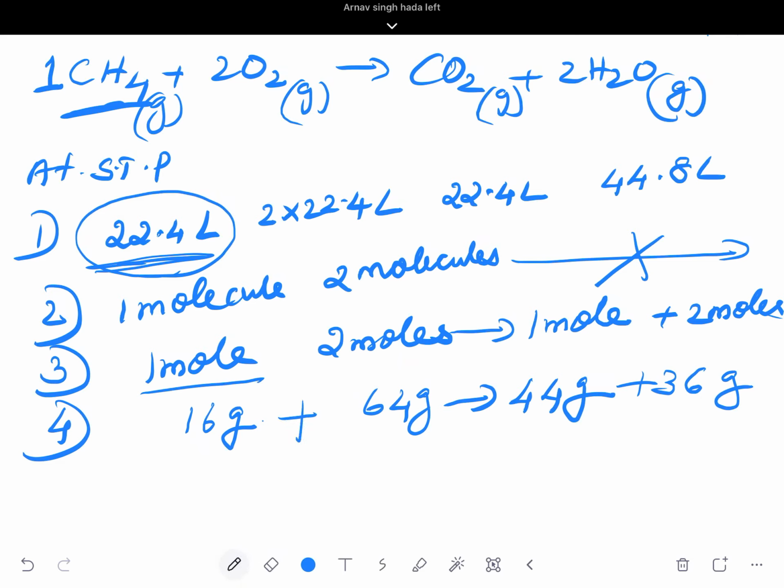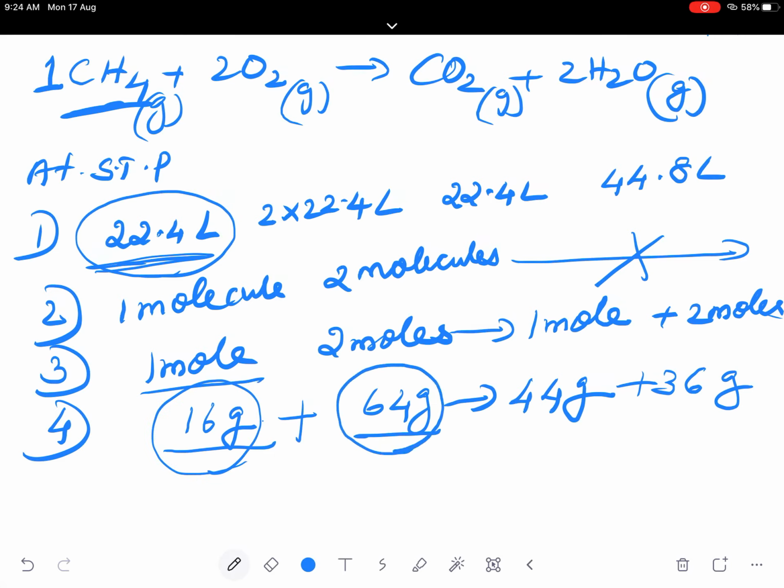So look at this: 16 grams of methane combines with 64 grams of oxygen. This is the relation to form this and this. Now let's solve one numerical. For any reaction, the relation goes like this only. So you write one question.